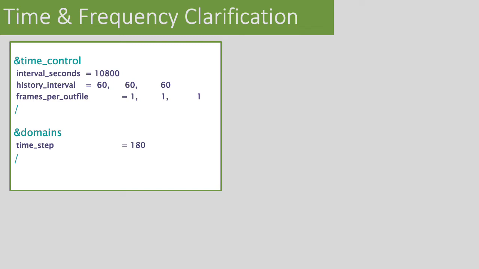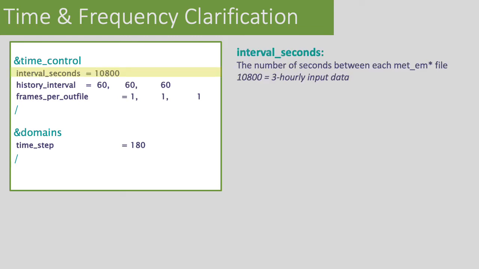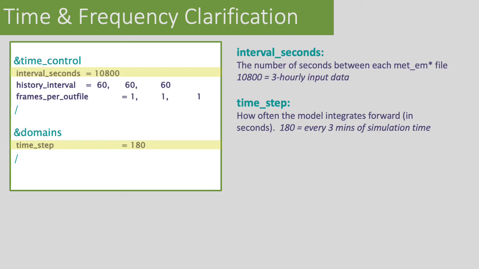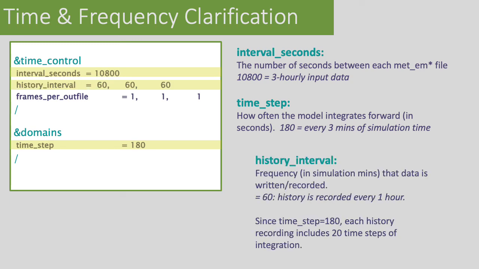Because there is often a lot of confusion between these time and frequency variables, I want to take a minute to explain the differences. Interval seconds is the number of seconds between each input file, which are the met_em files from WPS. Here we have it set to 10,800, which means the input is available every 3 hours. The time step, which is in the domains section of the namelist.input, is how often the model integrates forward, in seconds. We set it to 180 here, so the model updates its calculations every 3 minutes. The history interval is how often the data is written or recorded. Setting it to 60 means that it's written to a file every hour.